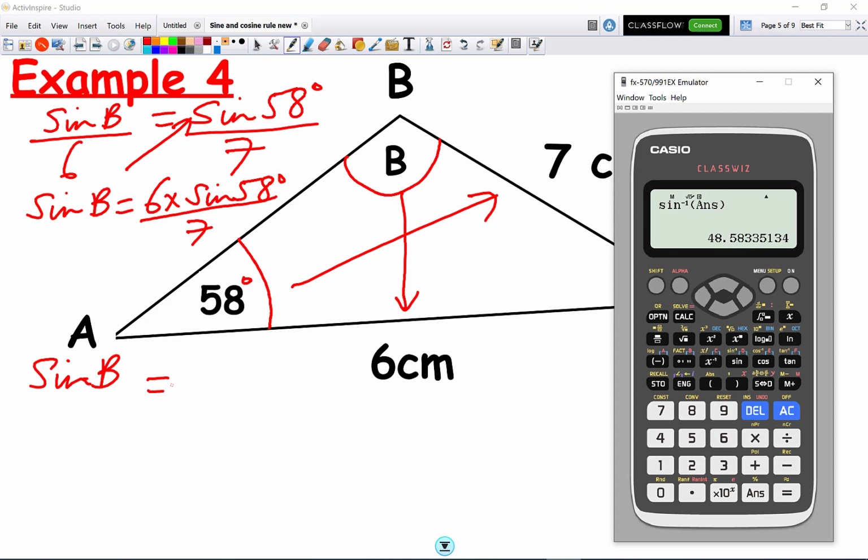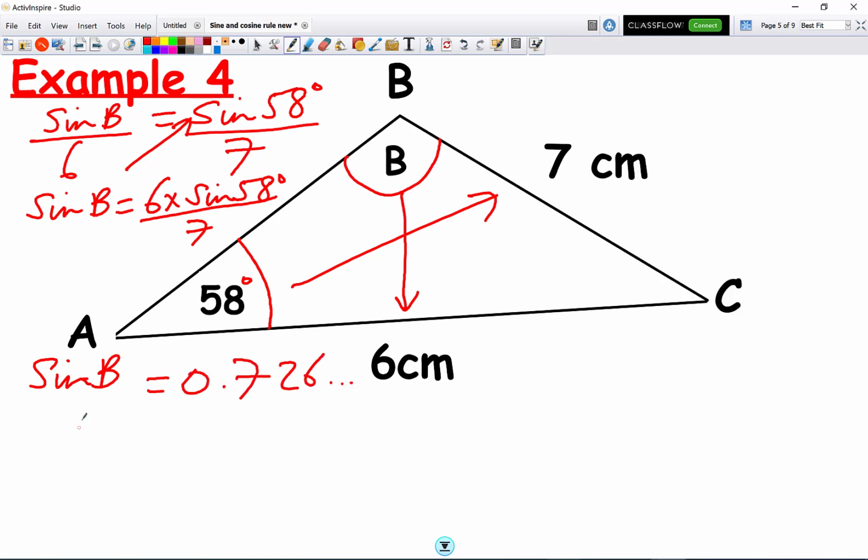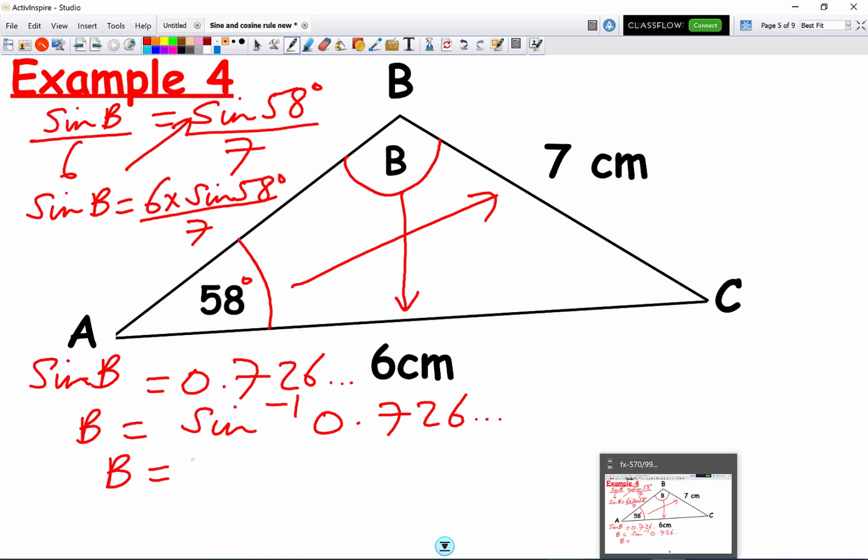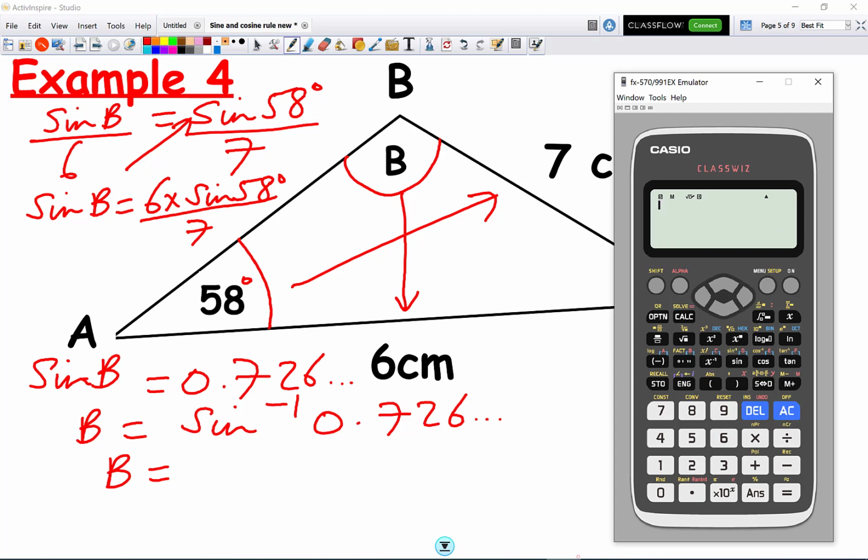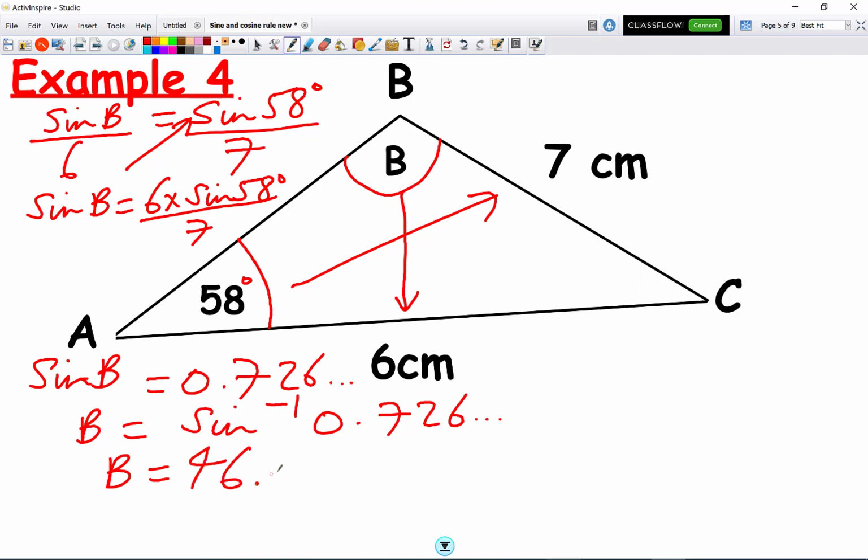So we can say that sine B, get a calculator, press the fraction button, 6 times sine 58, like so, press down, we get 7, and that will give me 0.7268, 726, and so on. We want to find B, so remember we have to do sine inverse on our calculator. So we get our calculator, and we can just press shift, sine, the answer in our case, and that will give me 46.6 degrees. So 46.6 degrees, and we just say to 1 decimal place.